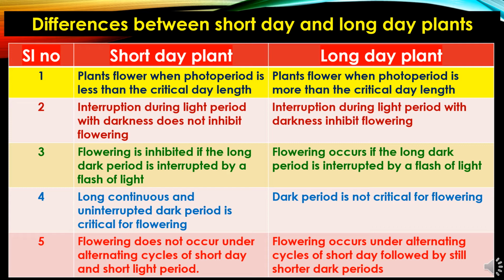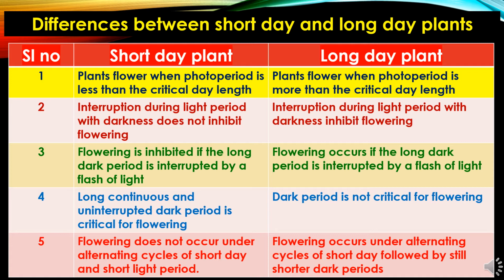Second, in short day plants, interruption of the light period with darkness does not inhibit flowering, while in long day plants, interruptions of the light period with darkness inhibit flowering. Third, in short day plants, flowering is inhibited if the long dark period is interrupted by a flash of light, while in long day plants, flowering occurs if the long dark period is interrupted by a flash of light.